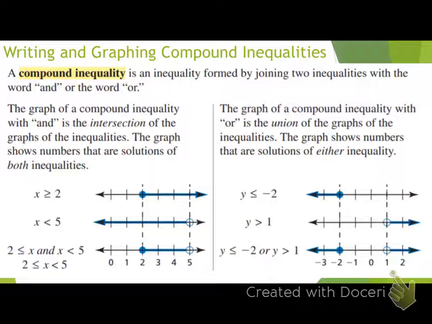So there's the definition right there. A compound inequality is an inequality formed by joining two inequalities with the word and or the word or. Those are the only two words we'll use to put together two inequalities to create a compound inequality. So I'll let you get that definition written down if you want before I start talking about each individual one.